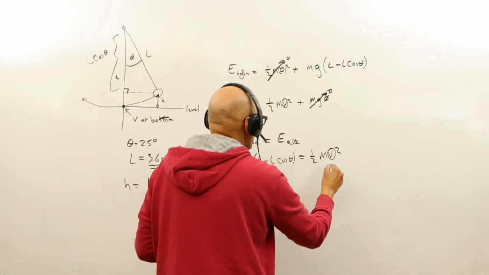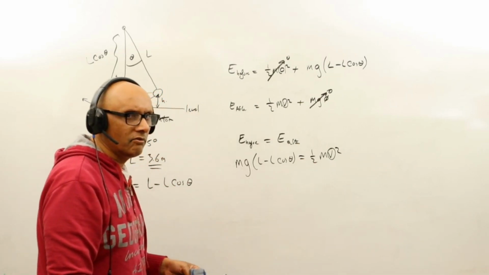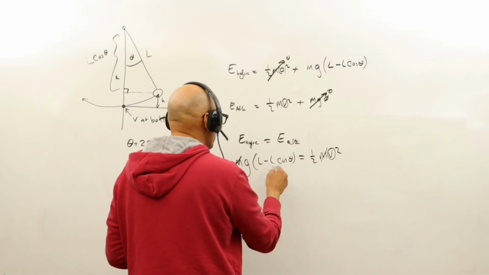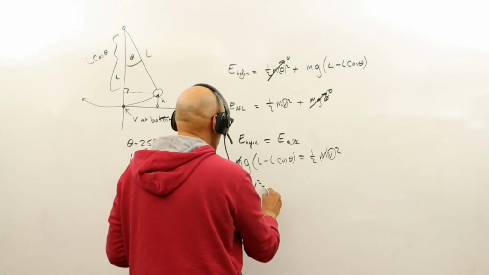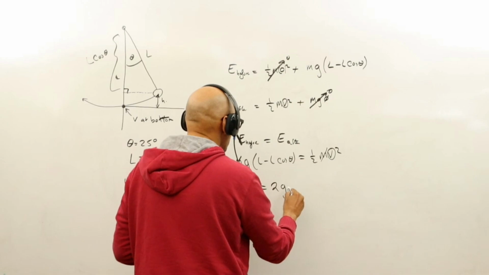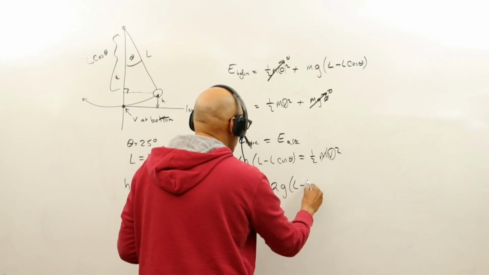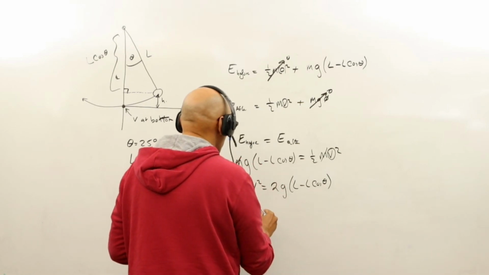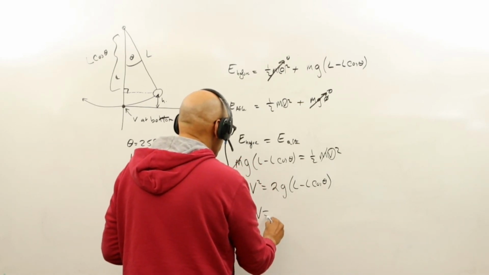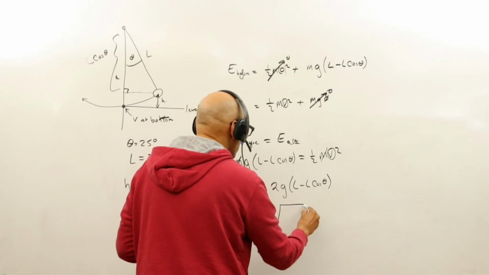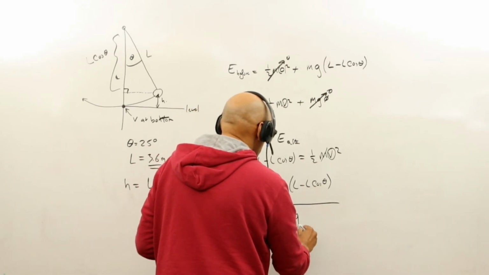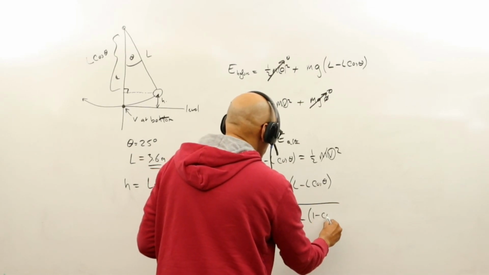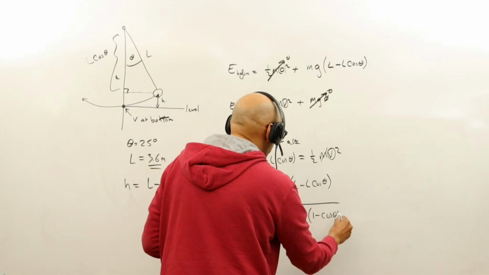This is what I'm circling, that's what we need to find, v. So the m drops away. We can move the 2 over here, and then we get v squared is equal to 2g times L minus L cosine of theta. And we can say that v is equal to the square root of 2g, pull out the L, 1 minus cosine of theta.